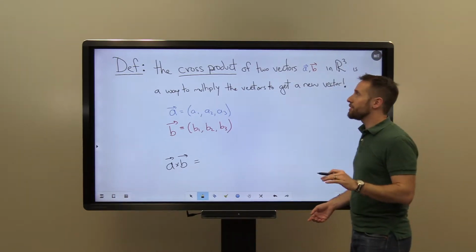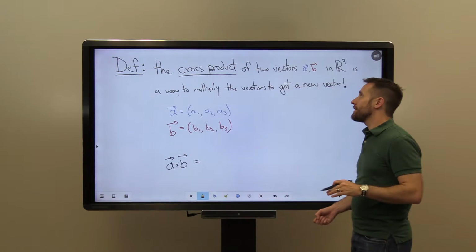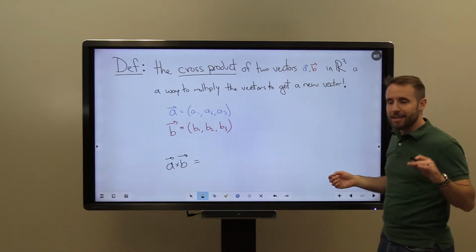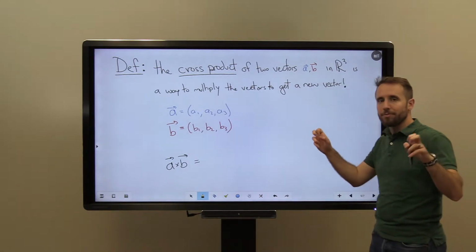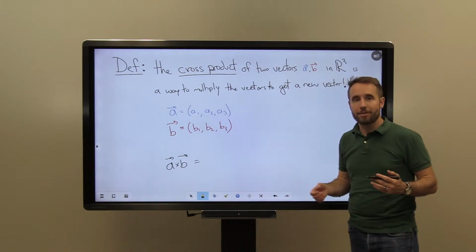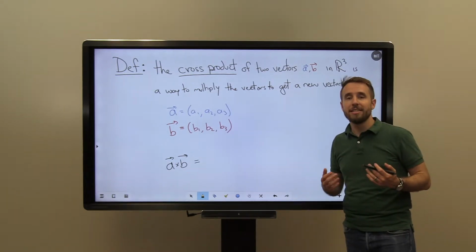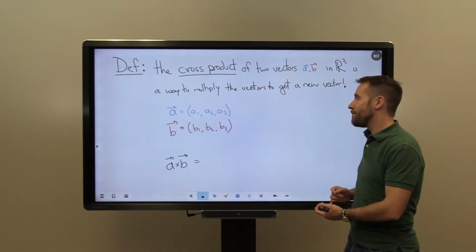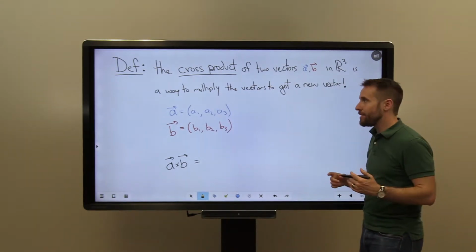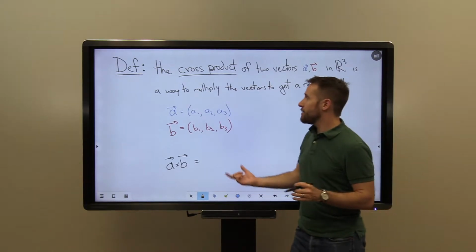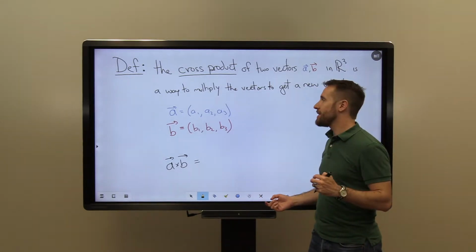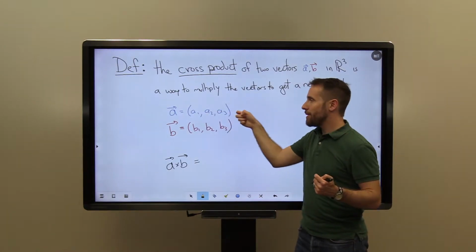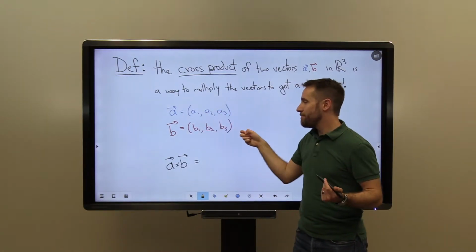Unique to 3-dimensional space, we can take the cross product of 2 vectors, A and B, in R3. It gives us a computational way to quote-unquote multiply them together and to get a new vector as a result. And it turns out that this cross product has a great many geometric properties, which will be important for us going forward. So first, how do we actually compute this? Well, I'm going to write my 2 vectors, A and B. A will have 3 entries, A1, A2, A3, and B will have B1, B2, B3.